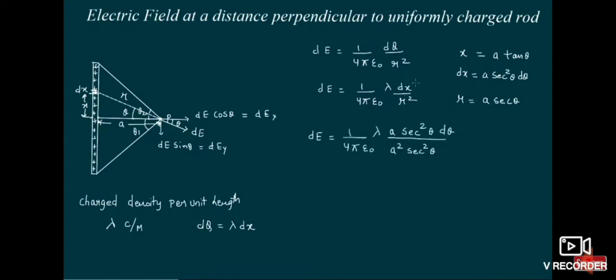Therefore, dE is equal to 1 by 4 pi epsilon lambda, for dx a secant square theta d theta, and for r squared a squared secant square theta. The secant square theta and secant square theta cancel each other, and a squared is cancelled. Therefore, the answer becomes dE equal to lambda by 4 pi epsilon a into d theta.